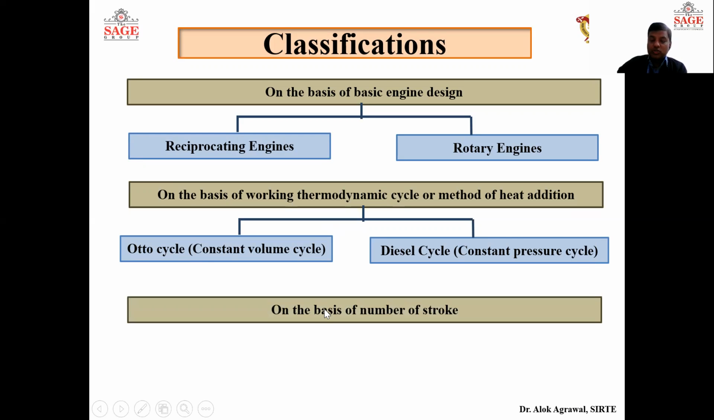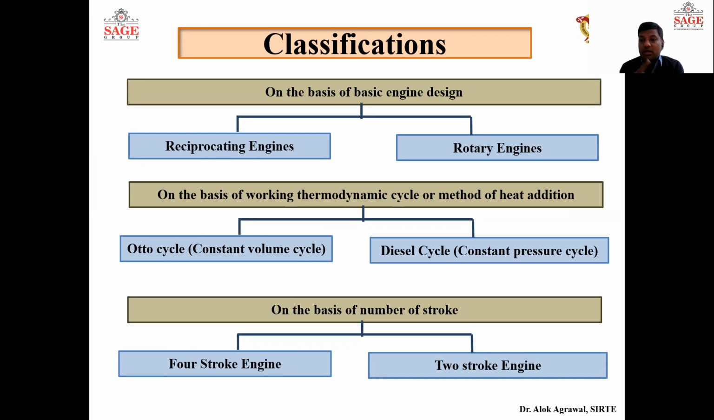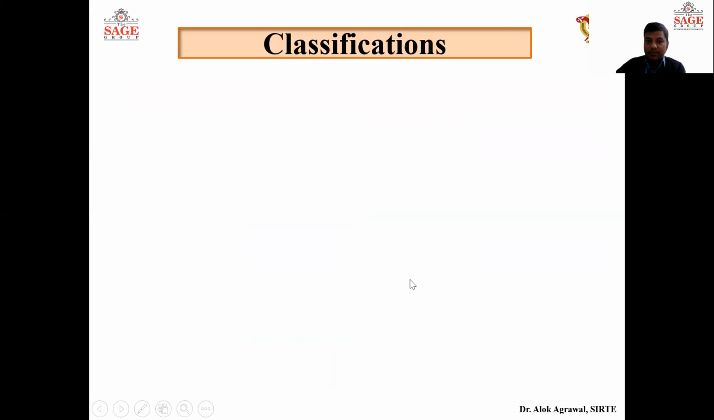Next, on the basis of number of strokes. Number of strokes means the piston when it reciprocates. From one end to another end when it moves, we call it one stroke. So on the basis of number of strokes, the reciprocating engine can be classified as 4-stroke engine or 2-stroke engine. If one cycle is completed in 4 movements of the piston, we call it a 4-stroke engine. And if the same cycle is completed in 2 strokes of the piston, we call it a 2-stroke engine. Again, we will discuss the 4-stroke engine and 2-stroke engine in detail later on.